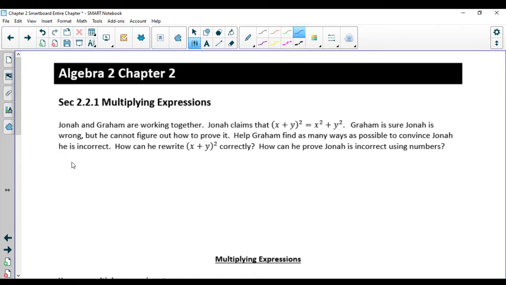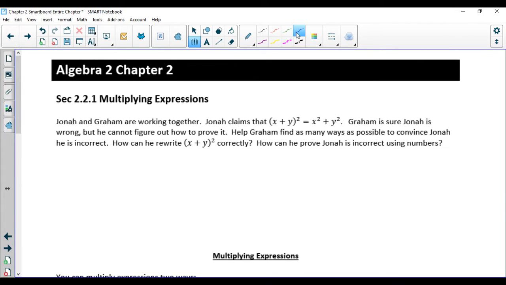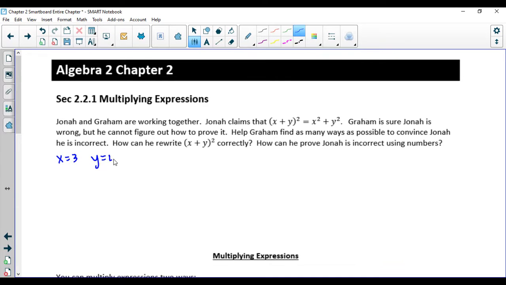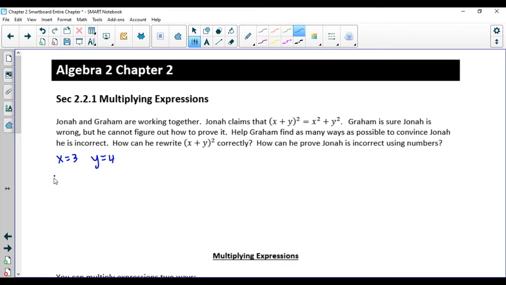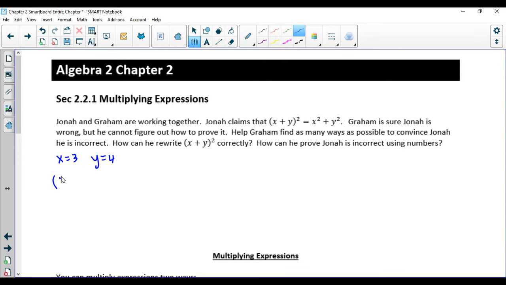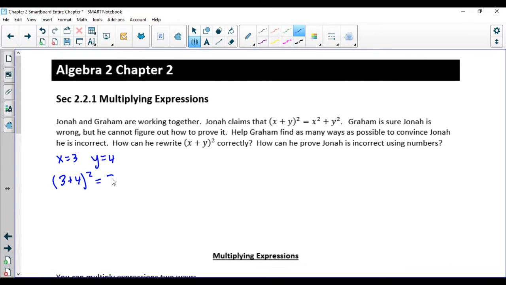One way is to use numbers. So if you're using numbers, I could say x equals 3 and y equals 4. And you could pick any two numbers. You just don't want to really use 0 and 1. So looking at what Jonah claims up here, I would have (3 + 4) squared is equal to 3 squared plus 4 squared.